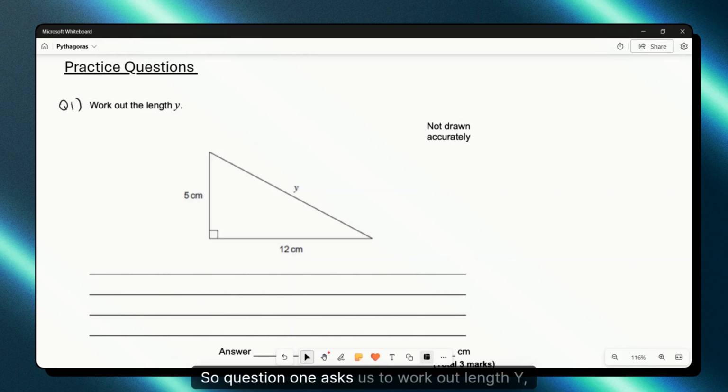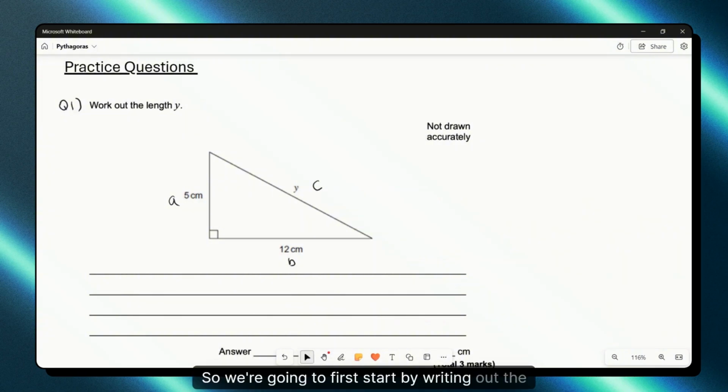So question 1 asks us to work out length y, which as you can see is the hypotenuse. Also, the square in the bottom left-hand corner of the triangle indicates this is a right-angled triangle, so the Pythagoras theorem will work. First, I'm going to start by labeling each side of the triangle. The side labeled 5 centimeters, I'm going to label A. Side labeled 12 centimeters, I'm going to label B. And y, I'm going to label C, just to make sense of the question.